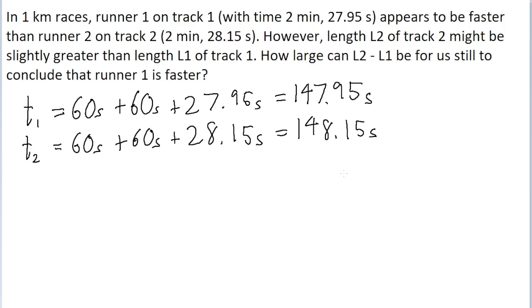Now, the premise of this problem is this. If we just look at these times alone, then it looks like runner 1 is faster because runner 1 has a shorter time. But, for all we know, the length of track 2 could be slightly longer. We don't know for sure that the lengths of the track are the same. And we can imagine that if track 2 was much longer, then actually runner 2 would be faster, because they managed to run a longer distance in a shorter time. So the problem is asking, how big can that length discrepancy potentially be before we can no longer safely say that runner 1 is faster?